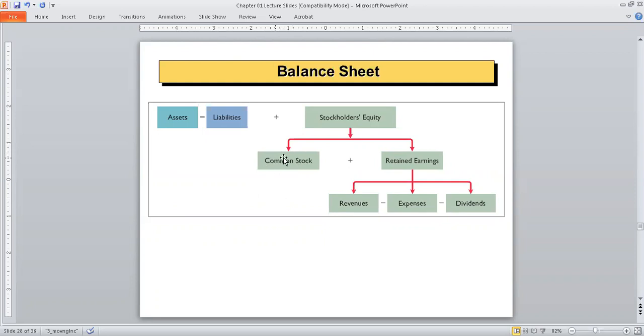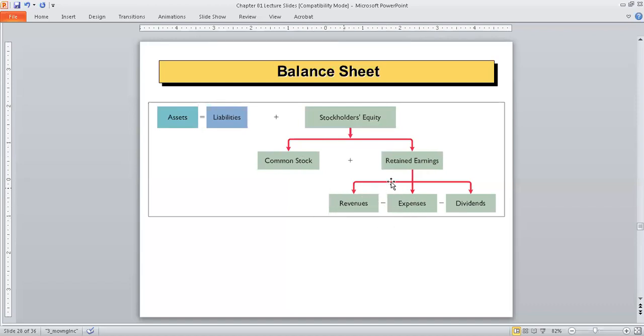Contributions of owners, contributed capital, and that's represented, at least for now, by the account called common stock. This is a representation of money given to the corporation by owners. And retained earnings, as we know, is the money that's retained from operational profit. Net income, revenues minus expenses.